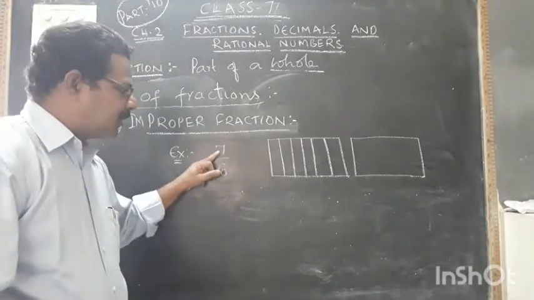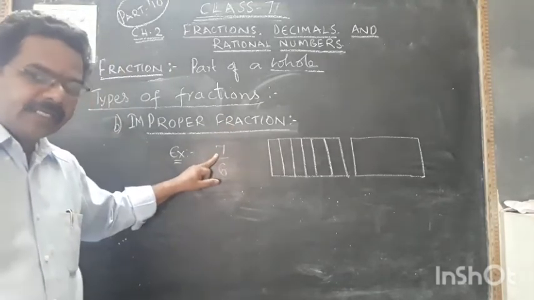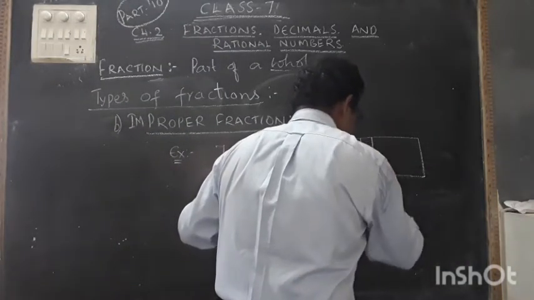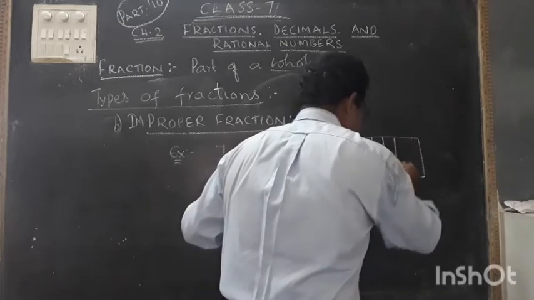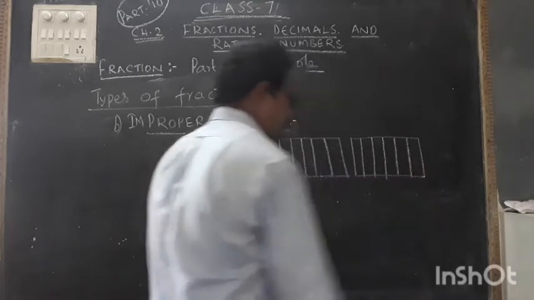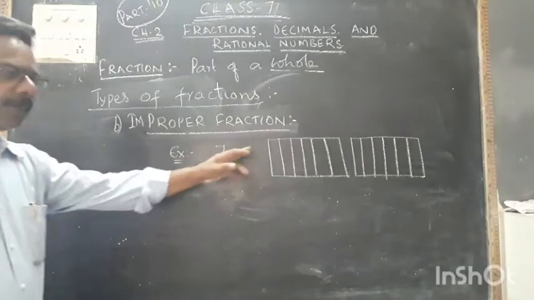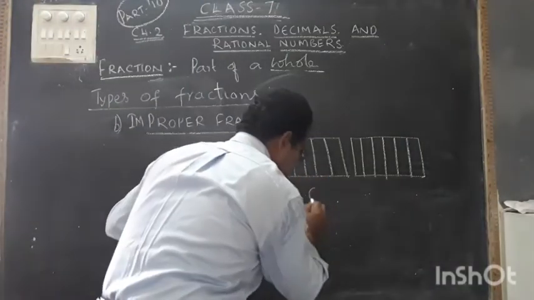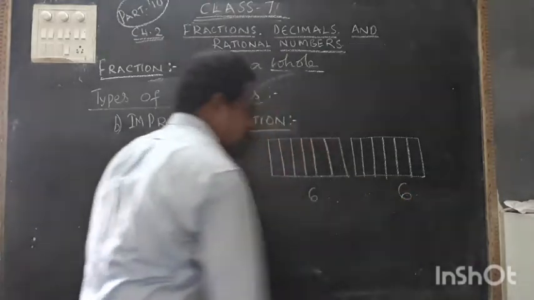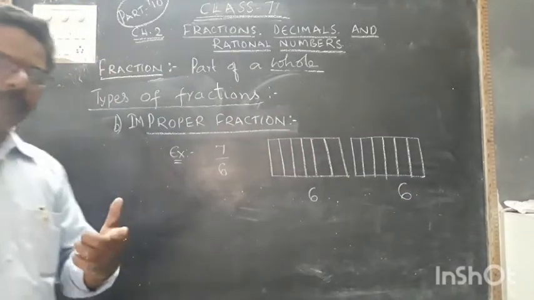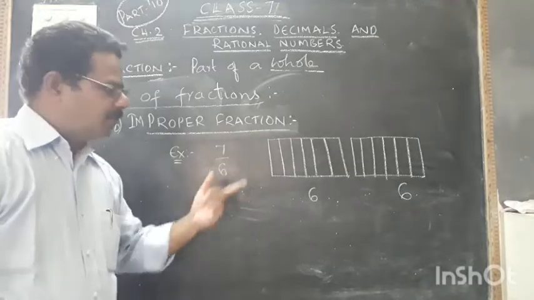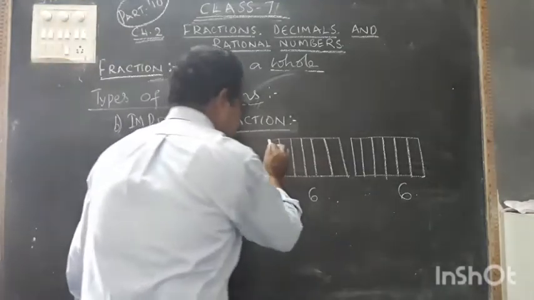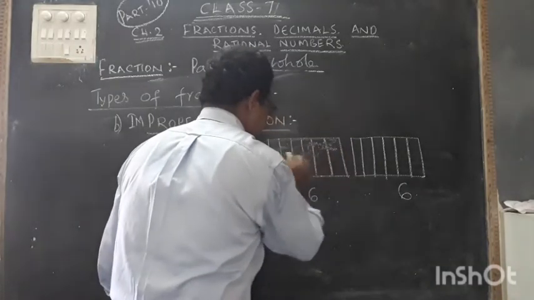Okay. After that, what is the number here? 7 is there. So the second one also I have to make into 6 parts. 1, 2, 3, 4, 5, 6. Totally 12 parts are there, but each object I made into 6 parts. So now I ask you to take 7 parts from these 2. 7 parts means first you will take these 6 parts.